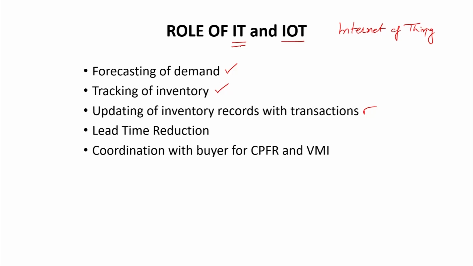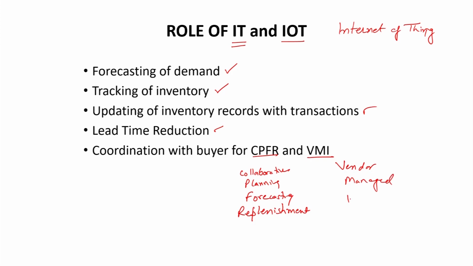Then you can apply, with the help of this, lead time reduction also, by better control. The processes can happen in real time in a paperless manner also, and then coordination with the buyer for collaborative work. This CPFR stands for collaborative planning, forecasting and replenishment. And there is vendor managed inventory we can apply, we are discussing that also.